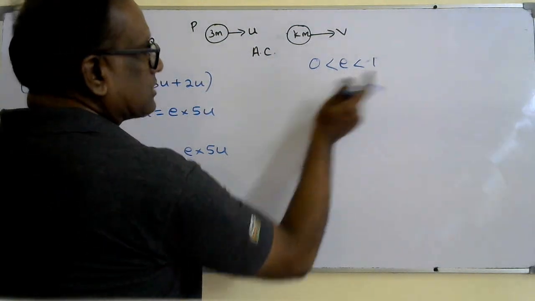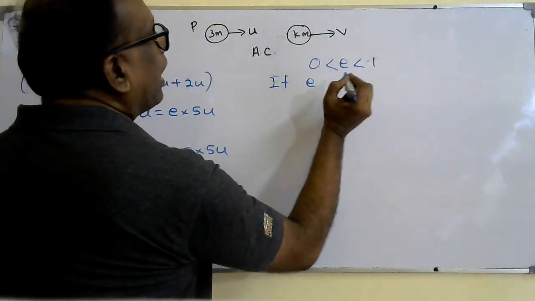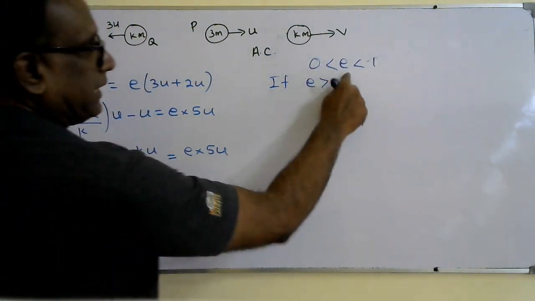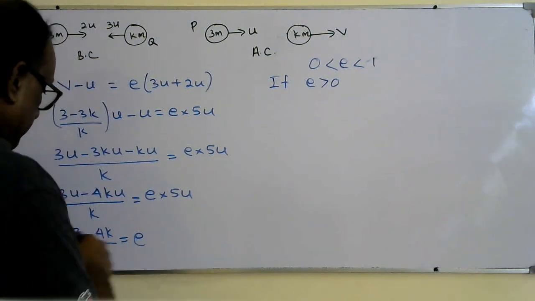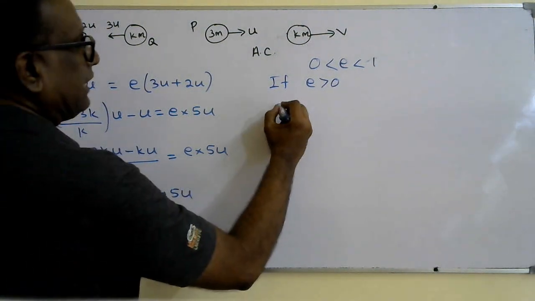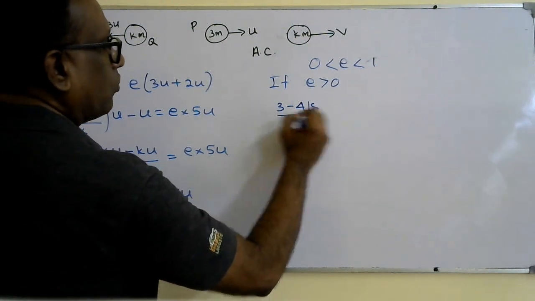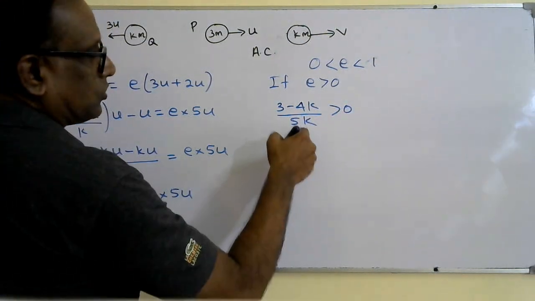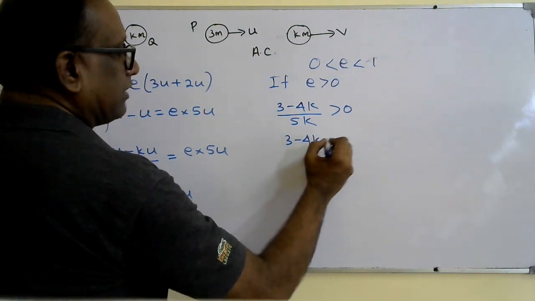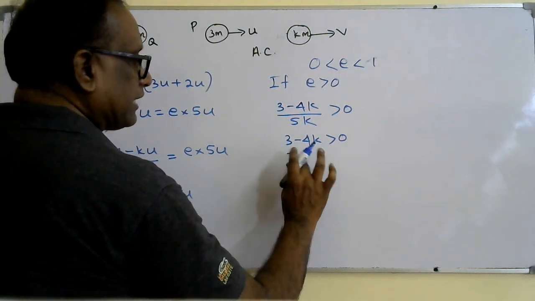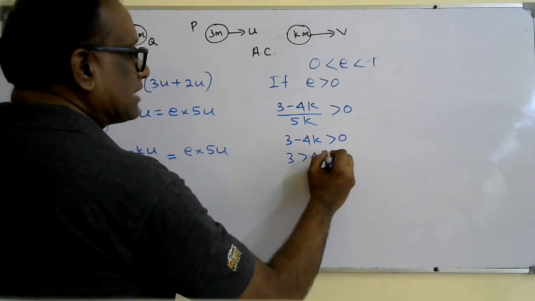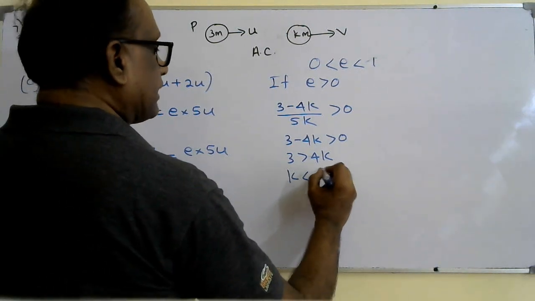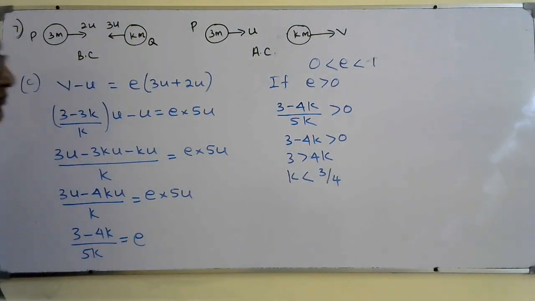So we'll take them one by one. If E is greater than 0, we'll take this portion: (3 minus 4K) over 5K, that is E, must be greater than 0. That means 3 minus 4K must be greater than 0, so 3 must be greater than 4K, that is 4K less than 3, which means K less than 3 by 4.